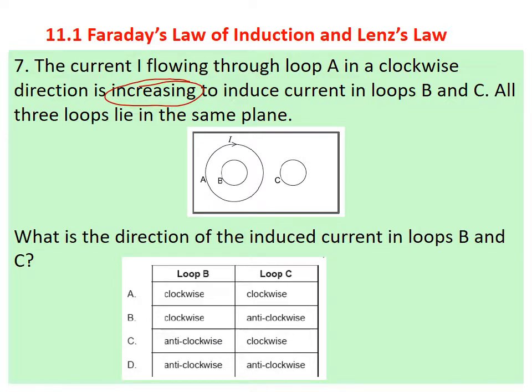We'll use our right-hand rule first to analyze the direction of the magnetic field surrounding loop A. Loop A, we have current going in a clockwise direction, so your right thumb points in the direction of the current, your fingertips curl around the direction of the wire, and if you've done this correctly, you will see that inside of the coil there is a magnetic field going into the board for loop A. So for loop A, the magnetic field is oriented like this.